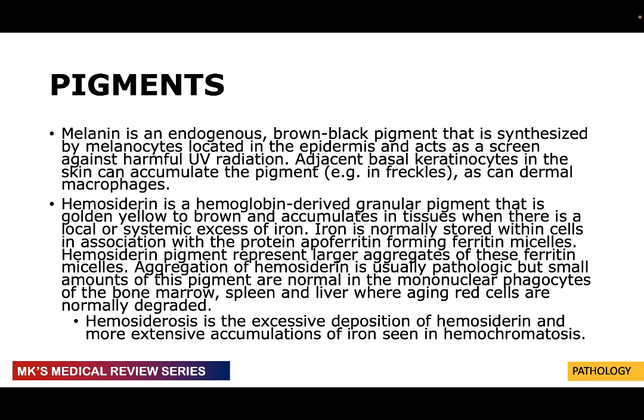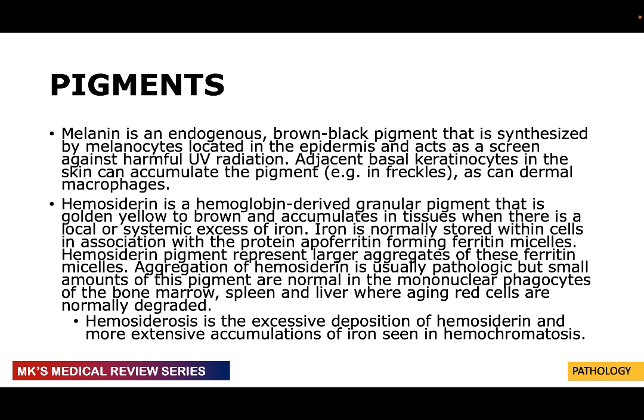Another pigment is known as hemosiderin. This is simply a hemoglobin derivative, a granular pigment that is golden yellow to brown and can sometimes accumulate in tissues. This usually happens when you have local or even systemic excess iron. Nothing should be taken in excess amounts in the body; it creates a problem. Iron is normally stored within cells, bound to a protein known as apoferritin, forming molecules known as ferritin. So iron is stored as ferritin. This ferritin can be recycled, so it's a good storage form.